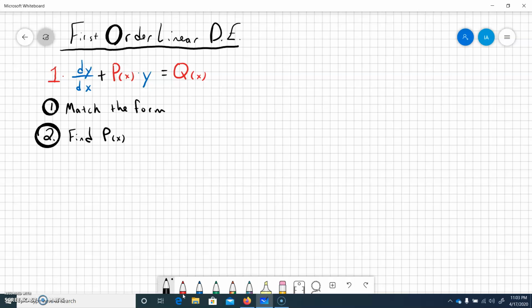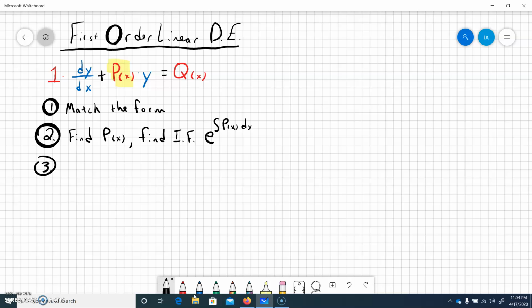And then once we have p of x, we will find the integrating factor, which is e to the integral of p of x dx. Okay. So we have our equation in the correct form. We're going to identify that p of x, which will be in front of the y, because everything's in the right form. And we're going to use it to get the integrating factor.